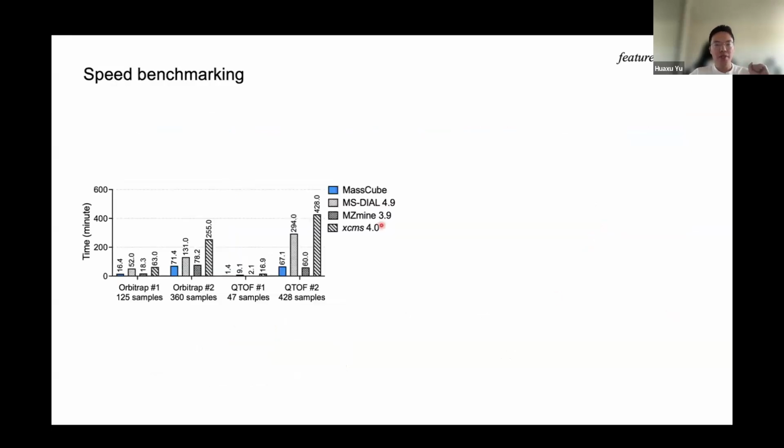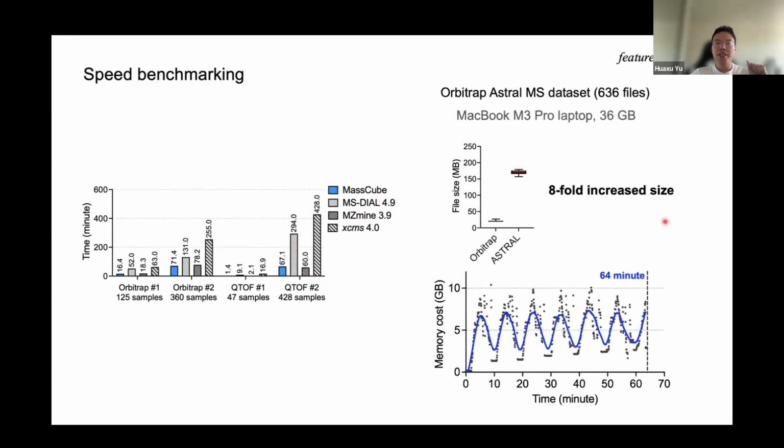Also important, here we compare the speed using 4 different metabolomics data sets with a different number of samples. Basically, the efficiency of MZmine is also good. Here we can see MassCube is much faster than MS-DIAL and XCMS, but with a similar speed to MZmine 3. So we challenged MassCube to process Orbitrap Astral data.